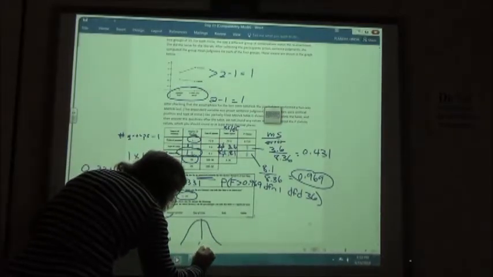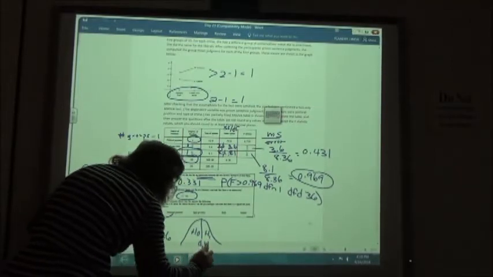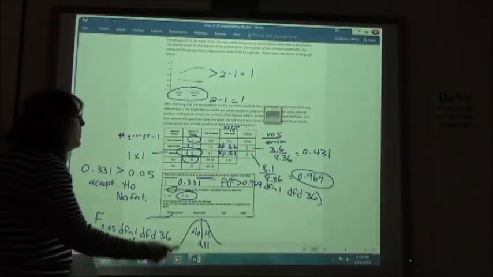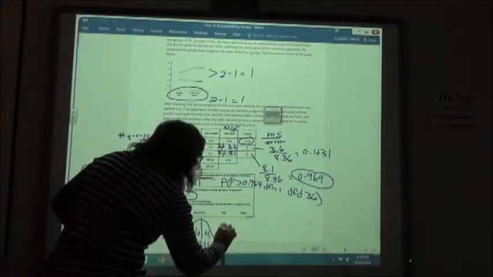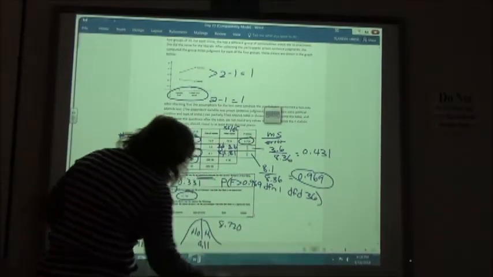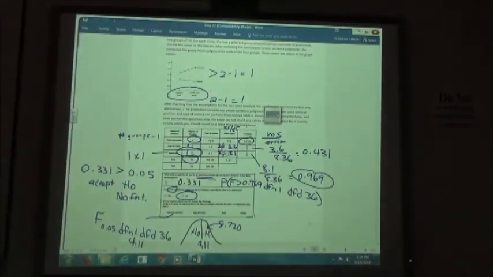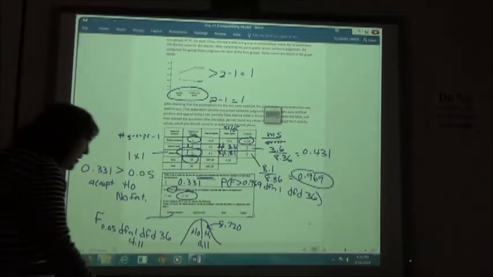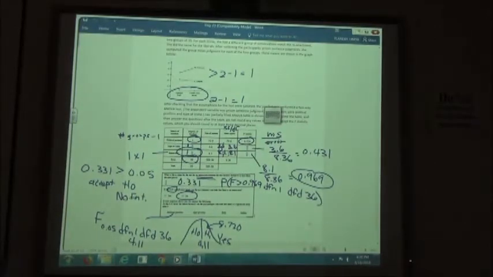Testing 4.11. Here's my null, here's my alternative. I'm going to look at my F statistic, which is 8.720. Well, my 8.720 is in the H1 section. So there is a difference here. Yes, there is a difference. Before I check my answer, I've got to check my other part.